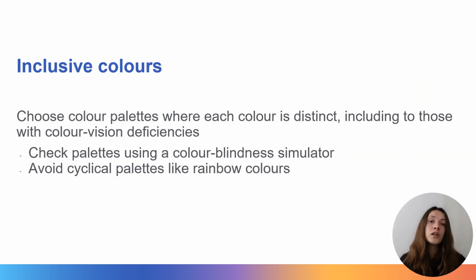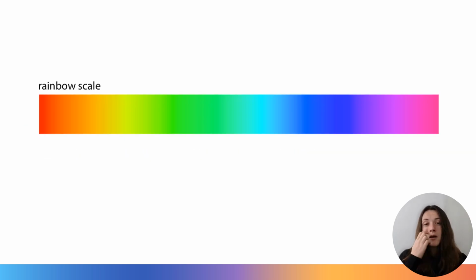We want to avoid colour palettes that are cyclical. This means where the top and the bottom kind of merge. So things such as the rainbow colour palette. Although it looks quite easy to distinguish here, if we have a plot with very high and very low values, they can be quite hard to distinguish between because they're quite close together.